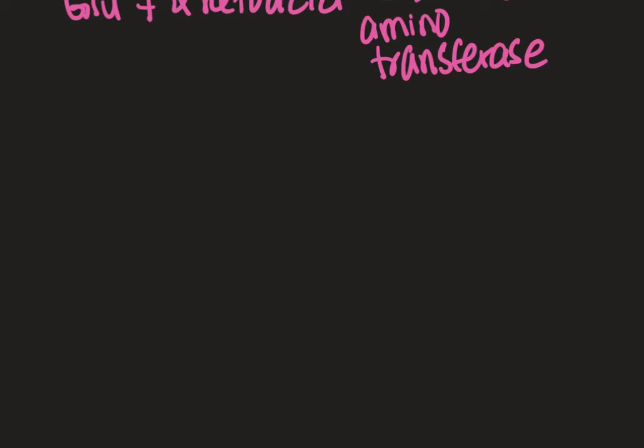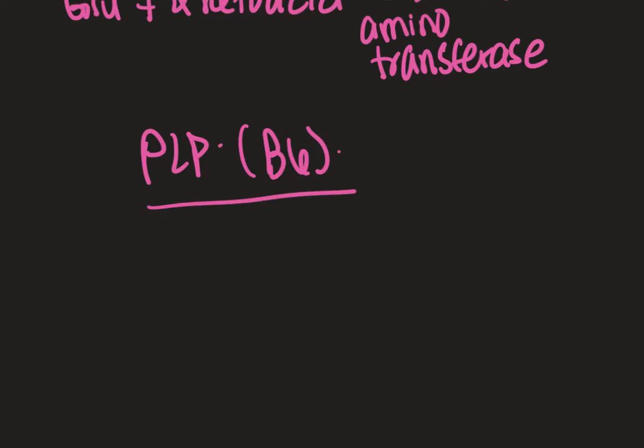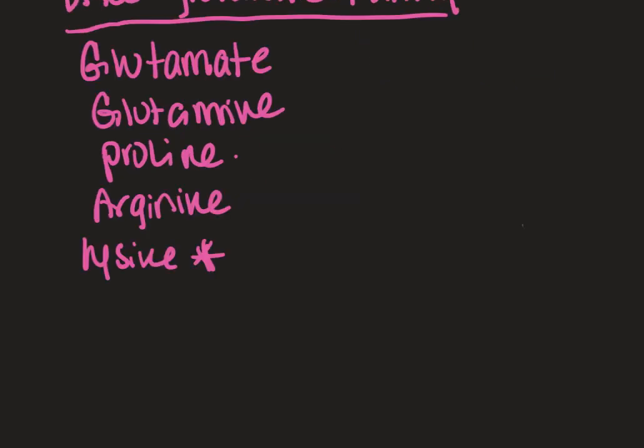The vital reaction is catalyzed by pyridoxal phosphate, PLP, which is the active form of vitamin B6. Okay, so as I mentioned before, the amino acids that are derived from alpha ketoglutarate are glutamate, glutamine, proline, arginine, and in some cases, lysine.